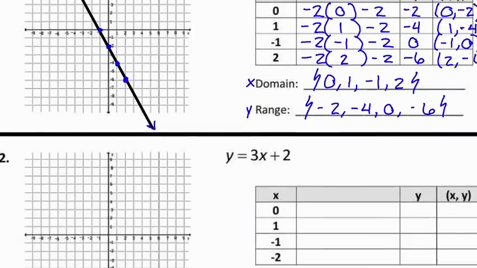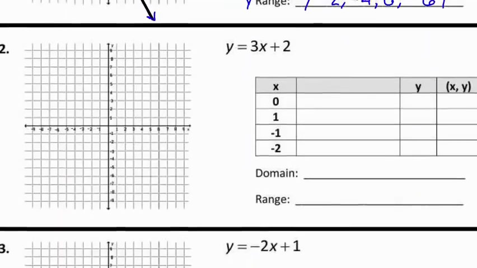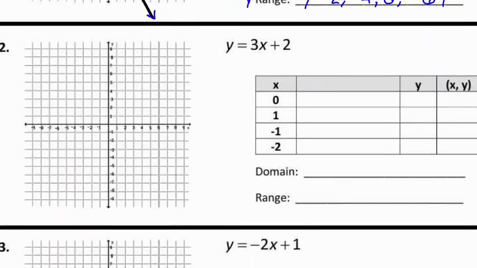All right, so I want you to try number 2. I'll help you with your setup. So you're going to do 3 times blank plus 2. And that's what you're going to do for all of them down and substitute in your values. So go ahead, pause here, and see if you can do that one on your own.